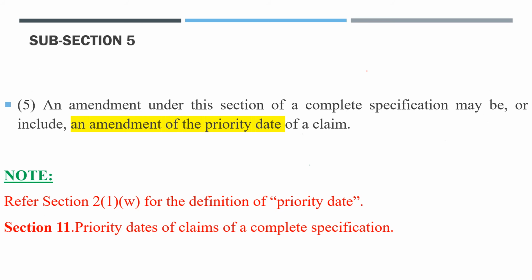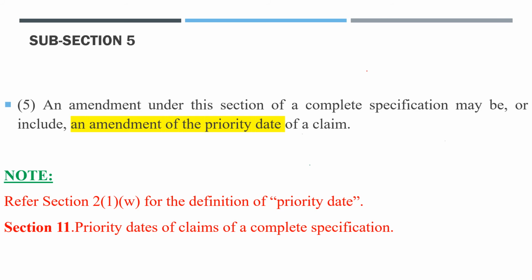Subsection 5 says an amendment under this section of a complete specification may be or include an amendment of the priority date of a claim. The key phrase here is an amendment of the priority date. So this subsection is simply to correct the priority date of the claim.